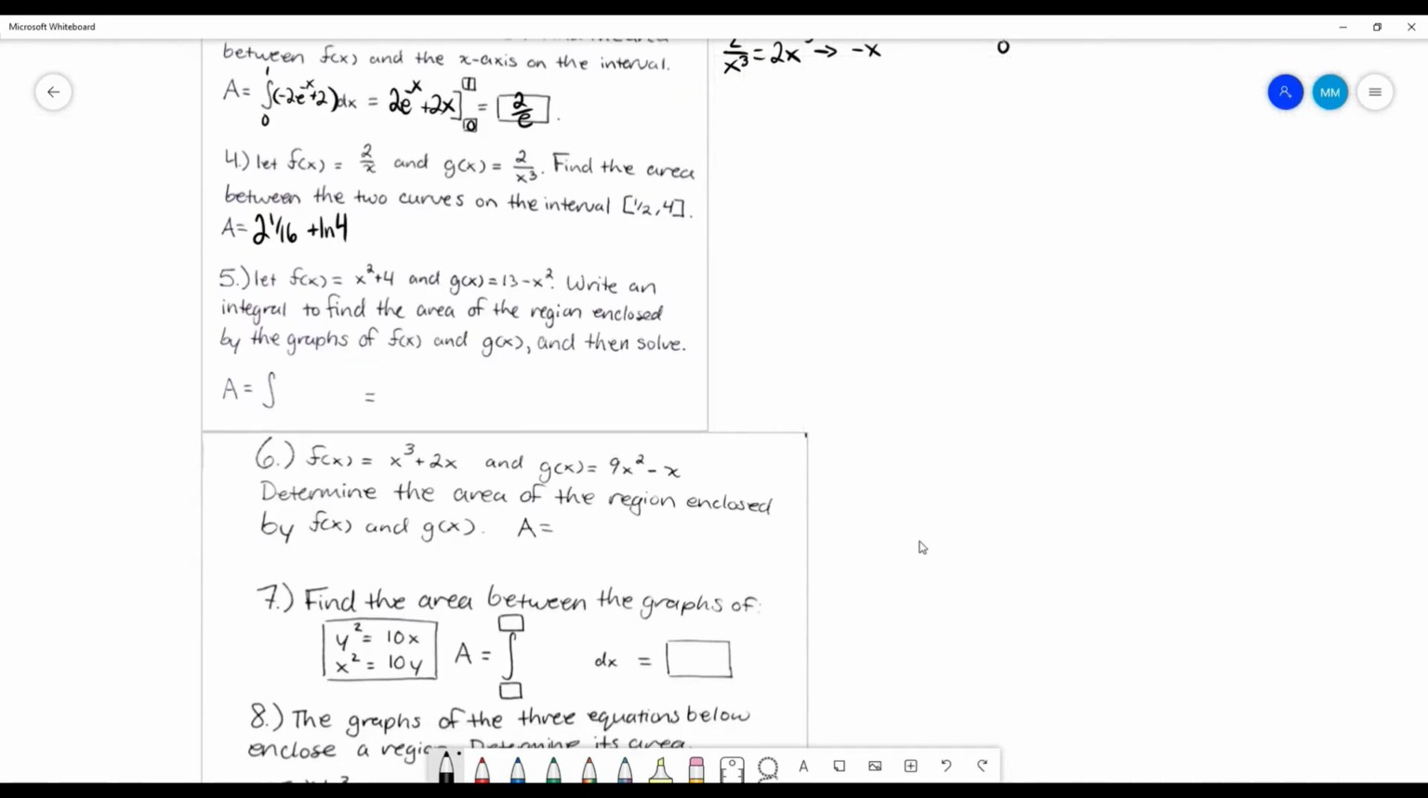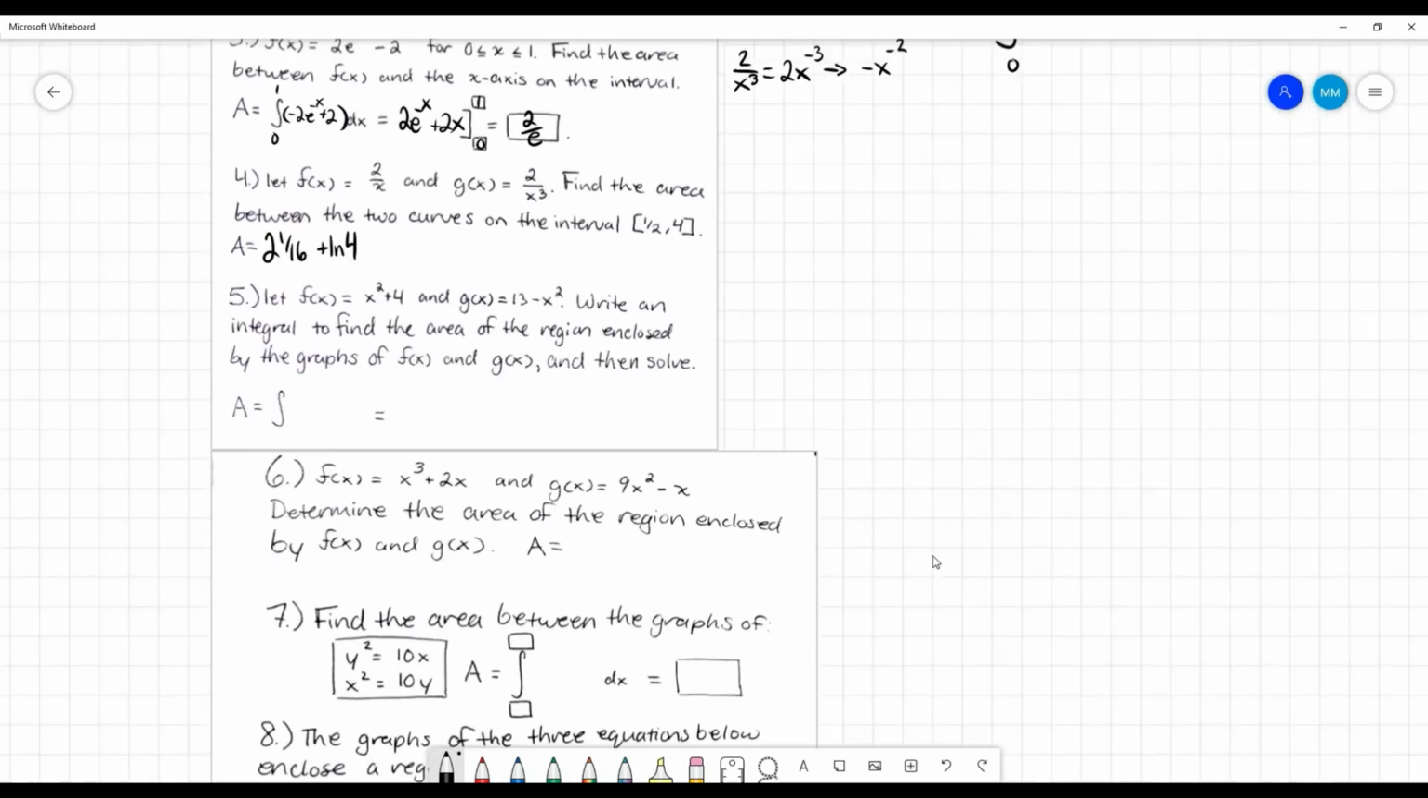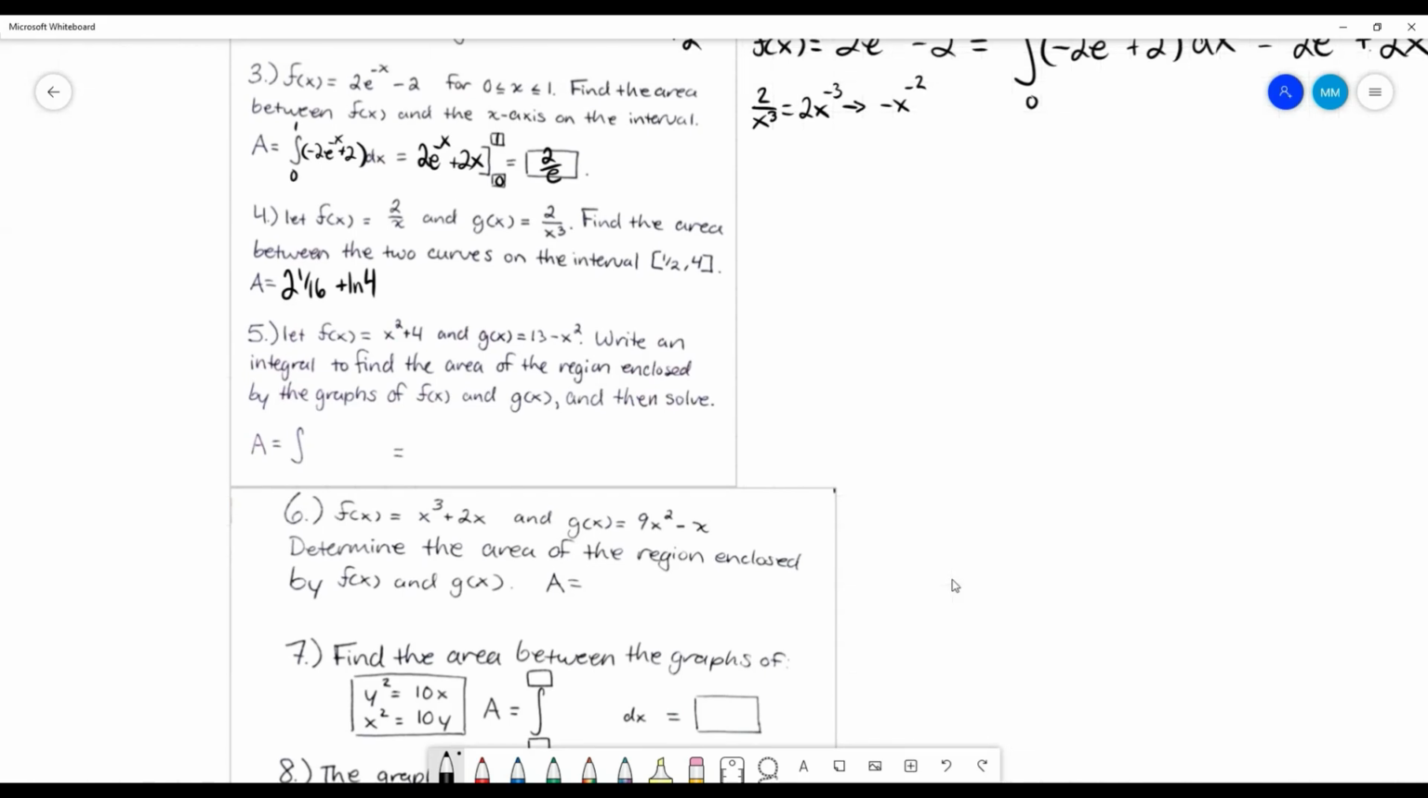We've got number 5. So it says, write an integral to find the area of the region enclosed by these two functions on a graph, and then solve for that area. So this one's different because it doesn't give us a set interval. Instead, we are given two functions that enclose a specific area, and then presumably don't overlap again. So this will be best done probably by sketching this out.